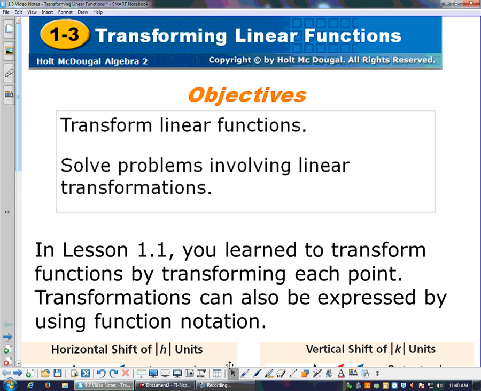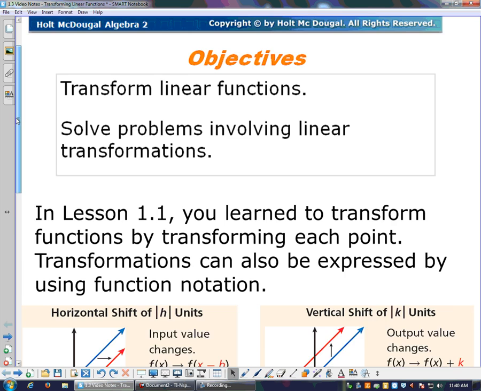And Miss Bella here. And we're looking at section 1.3, transforming linear functions. The objectives are to transform a linear function and to solve problems involving linear transformations. In lesson 1.1, you learned to transform functions by transforming each point. Transformations can also be expressed by using function notation.